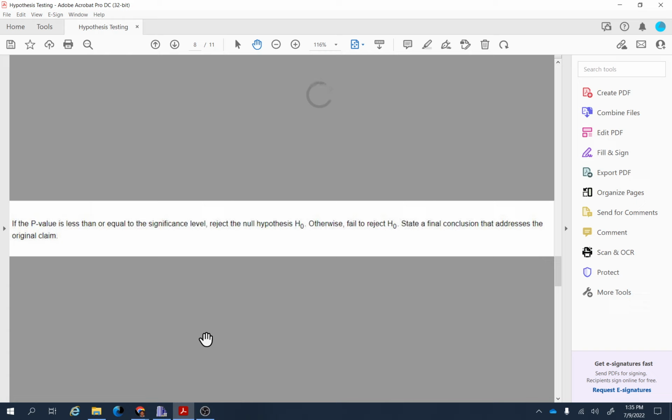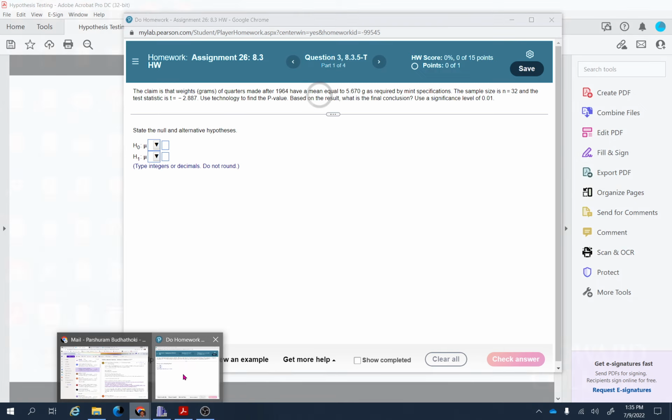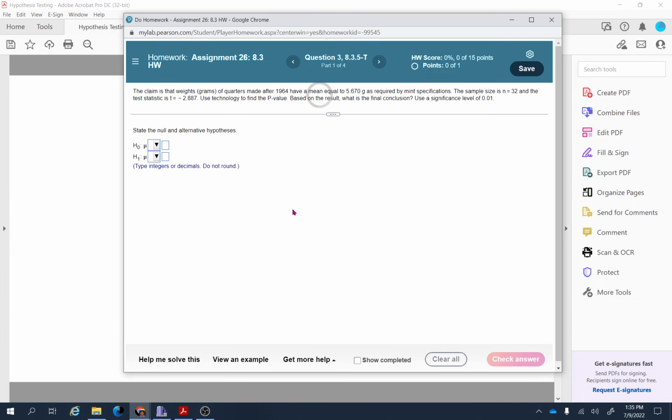Remember, after finding the p-value, if the p-value is less than or equal to the significance level alpha, then we should reject the null hypothesis. Otherwise, fail to reject the null hypothesis, and in that way we can make our conclusion. So let's try to solve some of the problems from homework here.